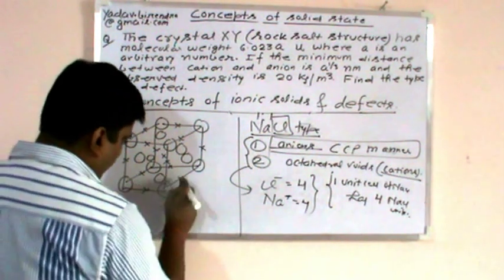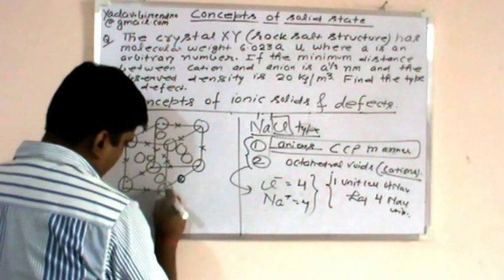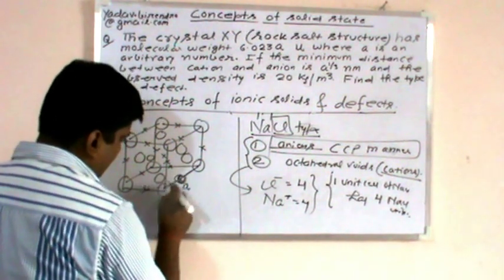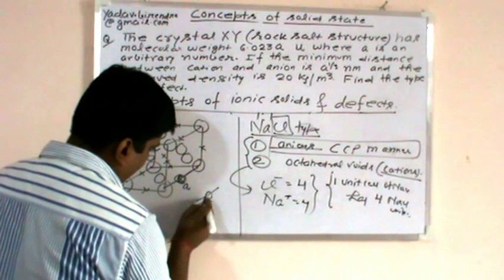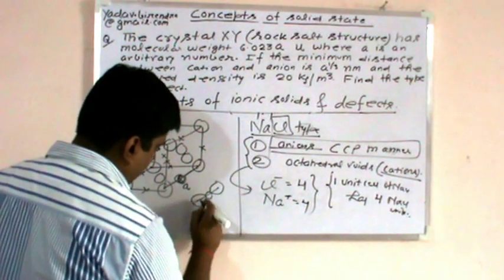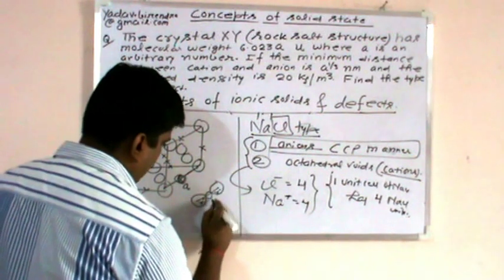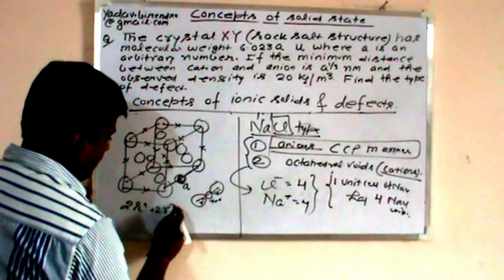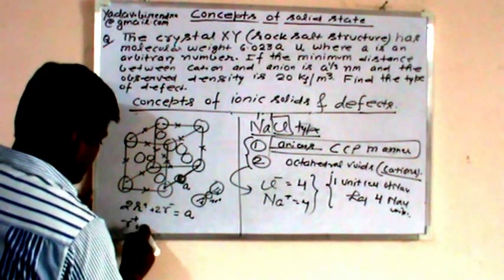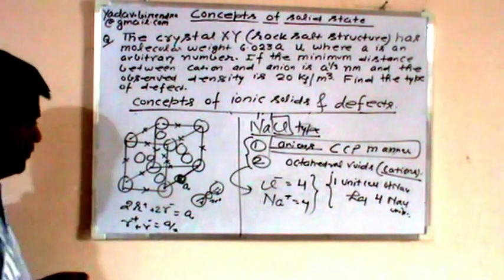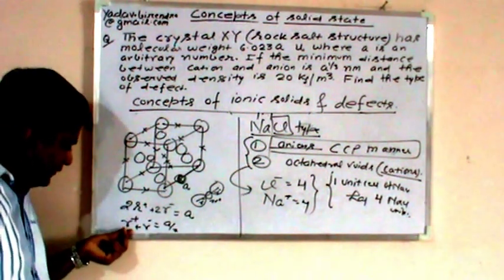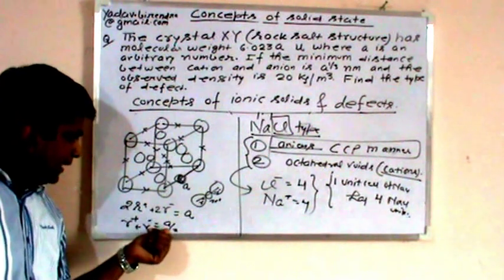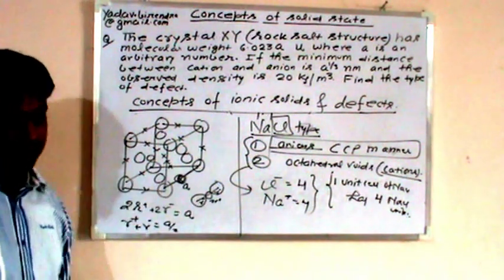As you see, this cation and here the two anions, this distance is A. Since the cation touches these two anions, it will be R minus like this, and here 2R plus. So I can write 2R plus plus 2R minus is equal to A, which means R plus plus R minus is equal to A by 2. So I can say the minimum distance between cation and anion in NaCl type structure is A by 2, where A is the side length.